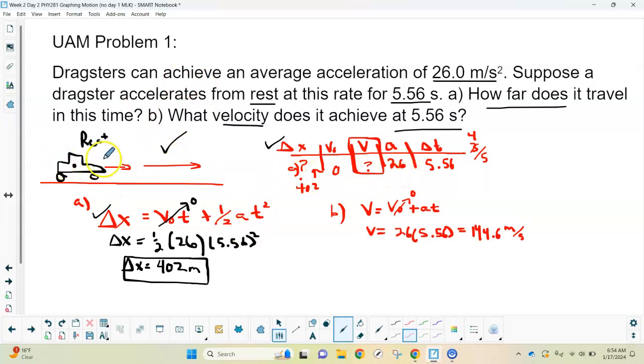Be careful with signs. So our acceleration and our velocity agreed. They're both going to the right. It didn't say it was going to the right, but I just drew it that way, and I made it a positive acceleration, so we ended up with a positive velocity too, because we started from rest. All right, so that's the first one.